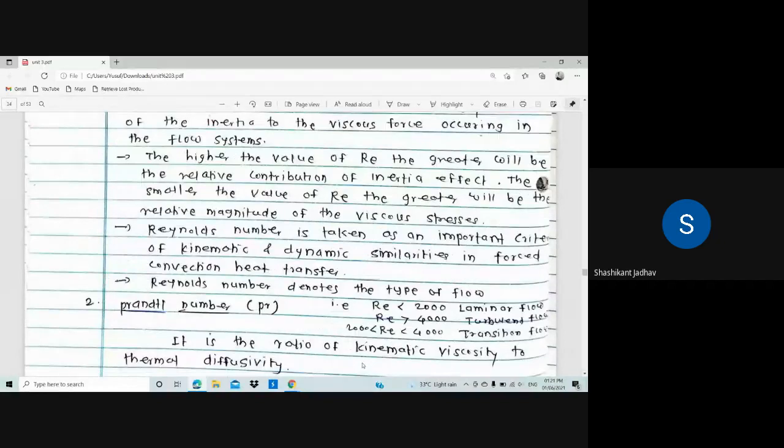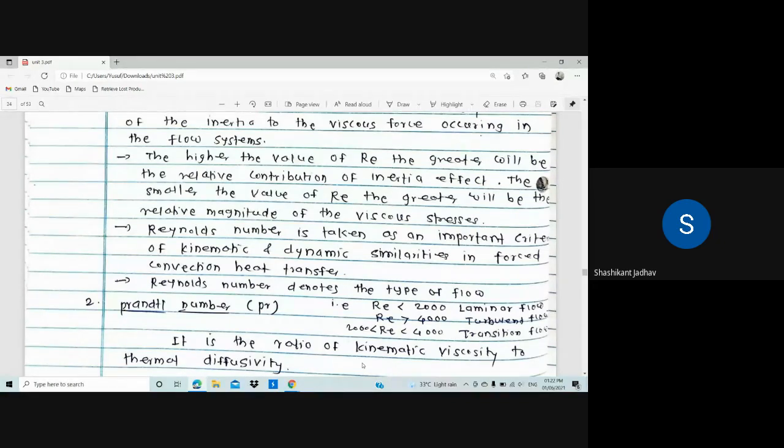The smaller the value of Reynolds number, the greater will be the relative magnitude of the viscous stresses.